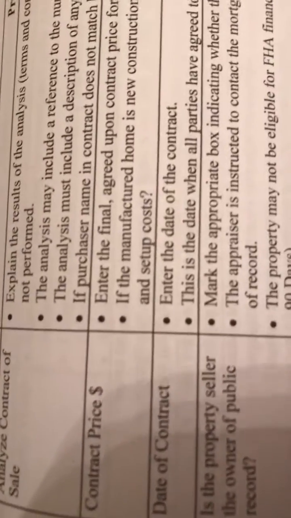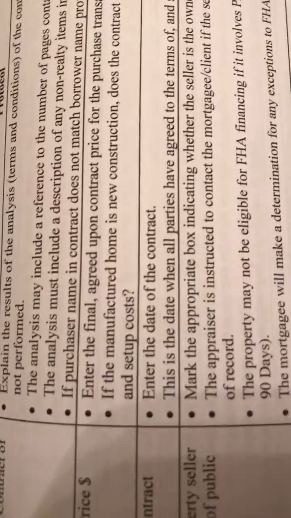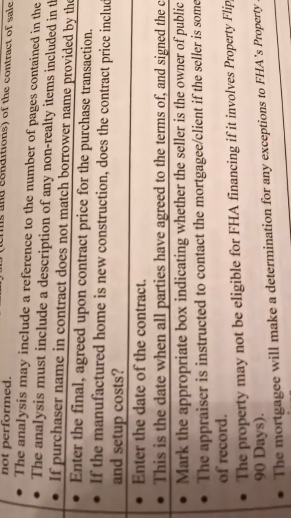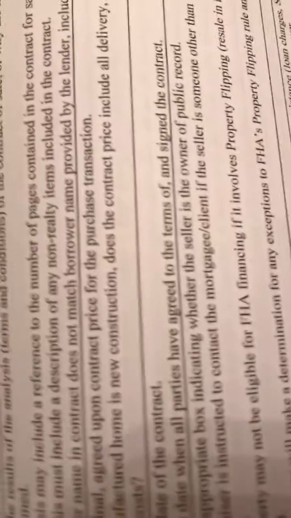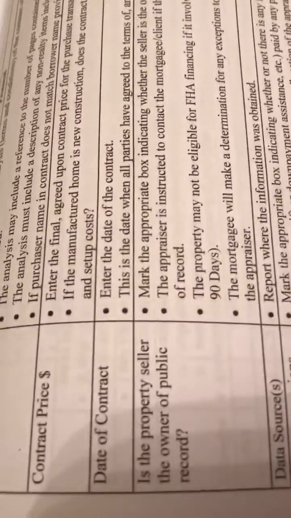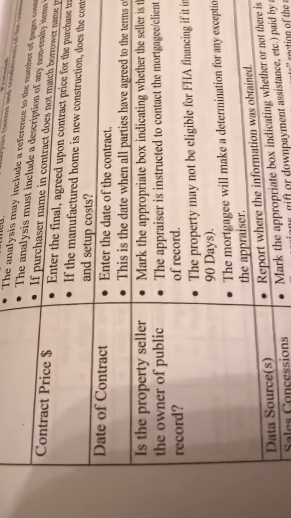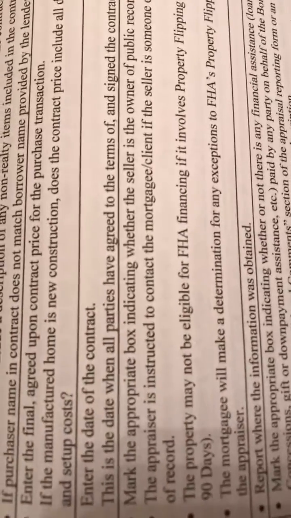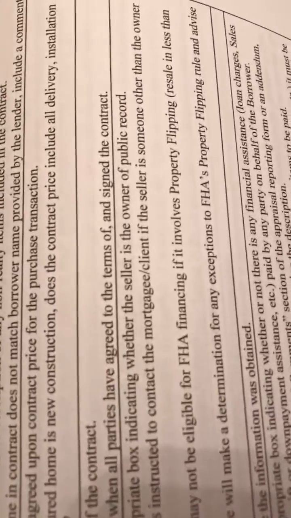Field: Contract price. Protocol: Enter the final agreed upon contract price for the purchase transaction. If the manufactured home is new construction, does the contract price include all delivery, installation, and setup costs? Field: Date of contract. Enter the date of the contract. This is the date when all parties have agreed to the terms of and signed the contract.